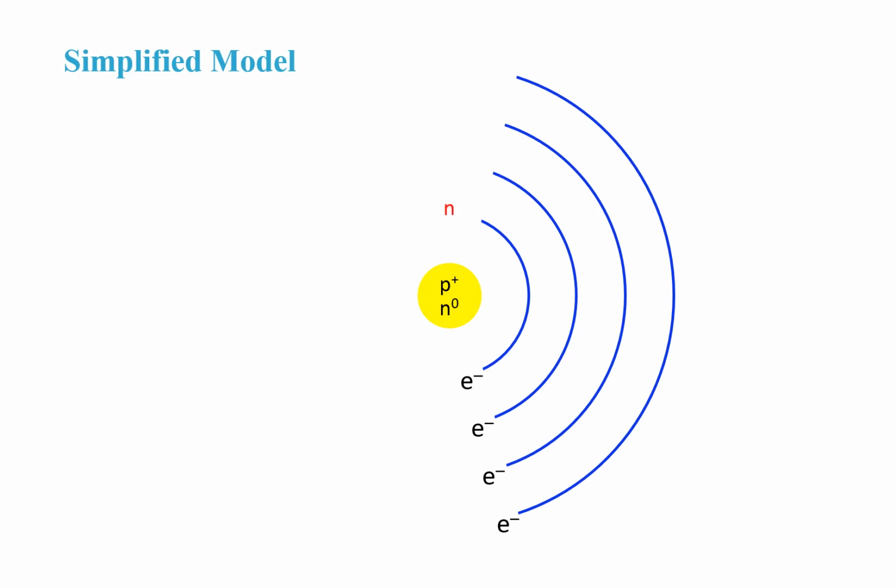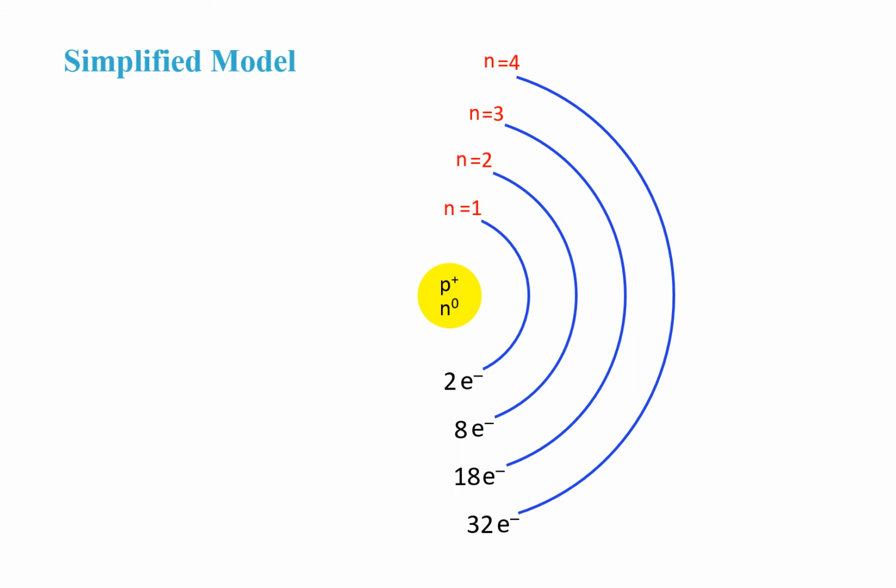Energy levels, designated by the letter N, can hold a fixed maximum number of electrons. The first energy level, where N is equal to 1, can hold a maximum of 2 electrons. The second energy level, or N is equal to 2, can hold a maximum of 8. The third energy level can hold a maximum of 18. The fourth, a maximum of 32, and so on.